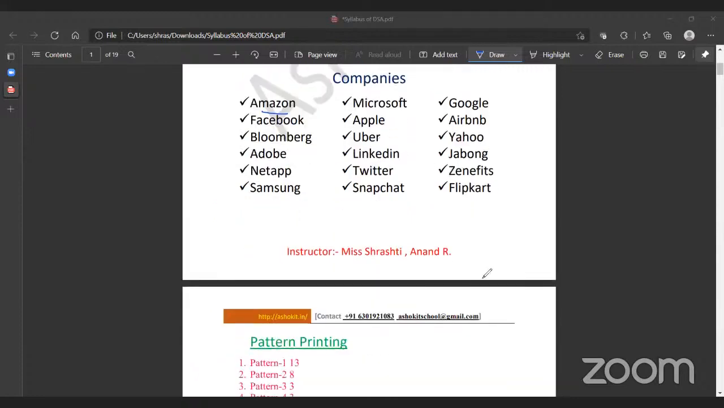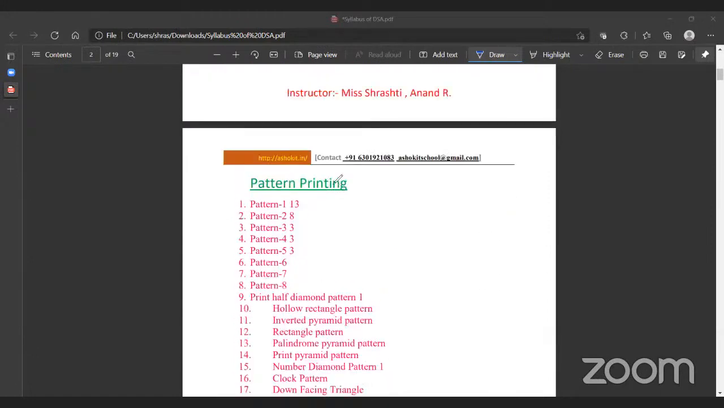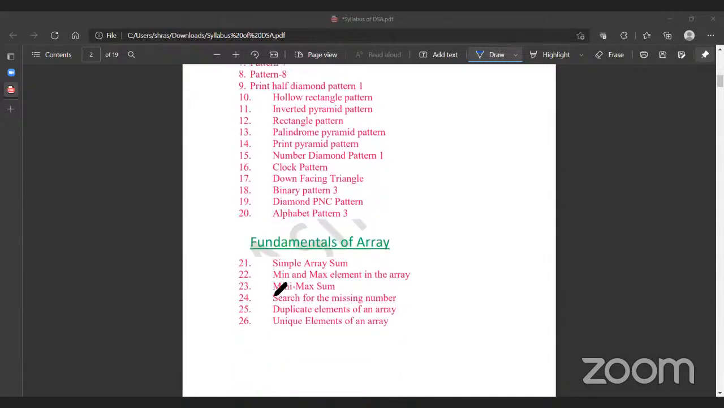I hope it's clear. Next is pattern printing. Here we have written all the questions which are important in pattern printing. We will cover a few, and a few of them are for your own practice. Almost 20 questions are there in pattern printing.